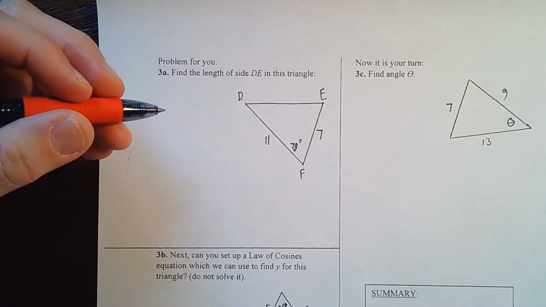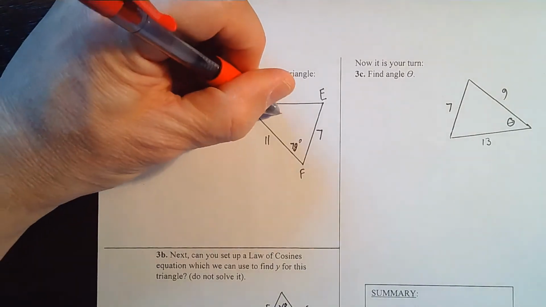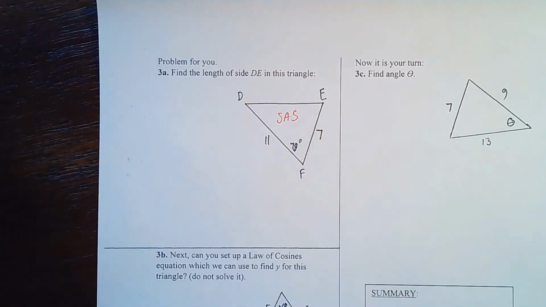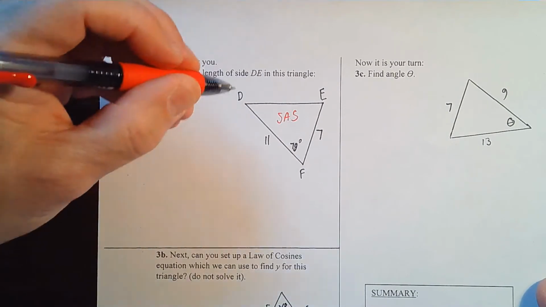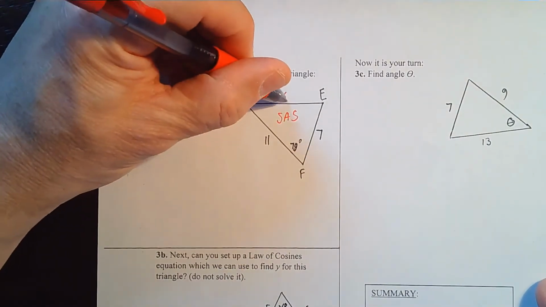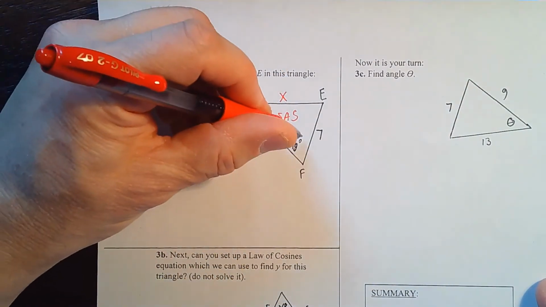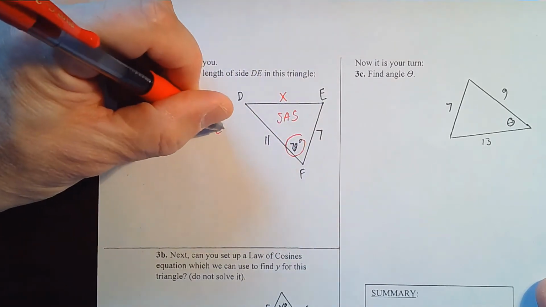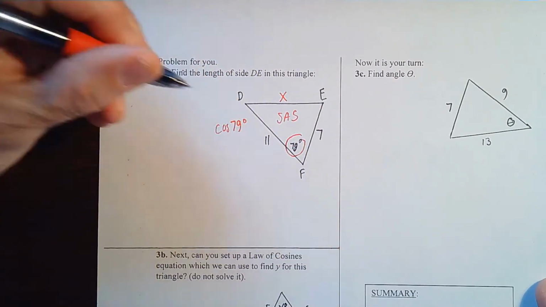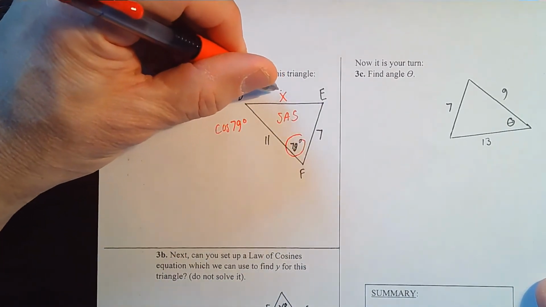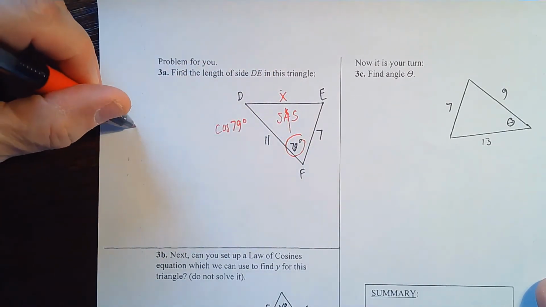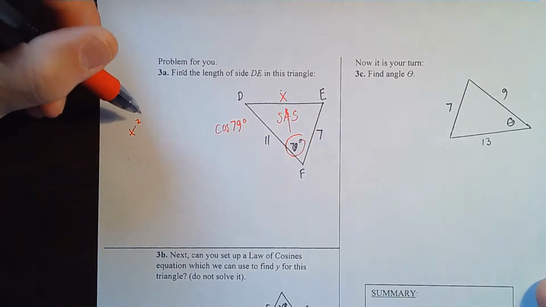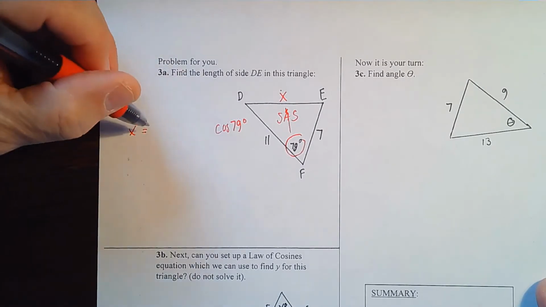We have, once again, side angle side. That means this is a cosine or law of cosines problem. We're looking for side DE, so we'll put an X there. The angle we're going to use is a 79-degree angle, so I'm going to put a cosine of 79 degrees there. The side we're looking for is opposite it, that's X, that goes there, X squared. And then the rest of it, well, nothing changes.